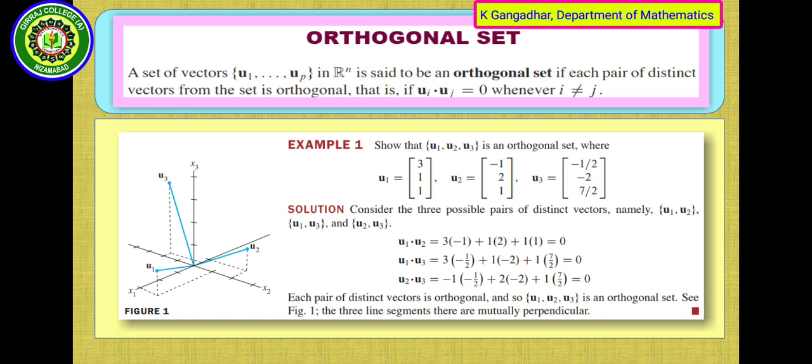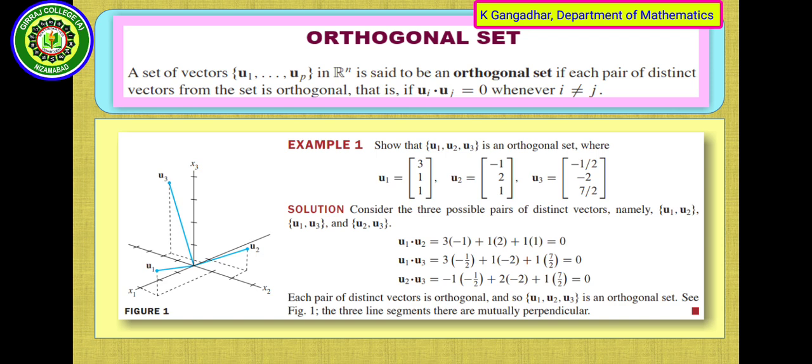Let u, v be two vectors in the vector space V over F. If the inner product of u and v equals 0, then u and v are called orthogonal vectors. So now the definition of an orthogonal set.